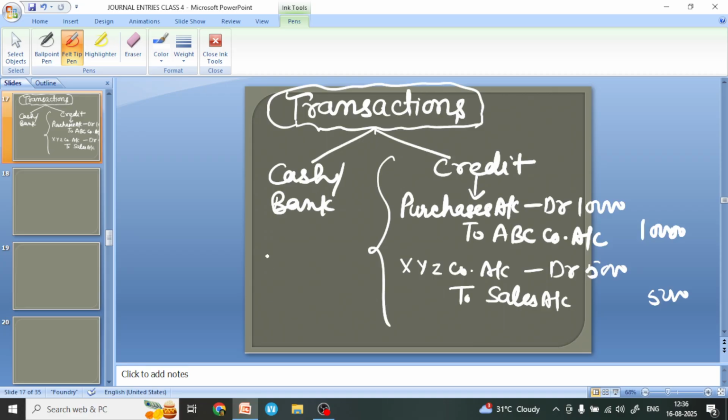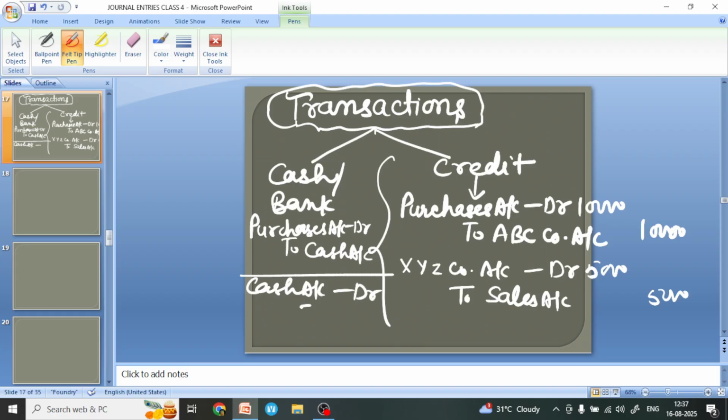And when we purchase goods with rupees 10,000 on cash, then the entry will be purchases account debit to cash account. The amount will be 10,000. Or say in case of sale, cash account debit to sales account. These are cash or credit transactions.